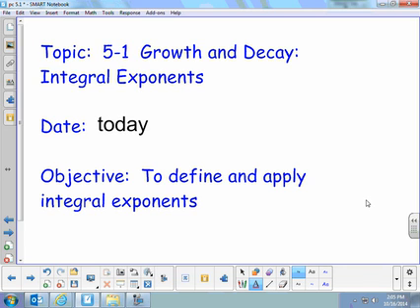Alright, today's topic is 5-1, growth and decay. Our objective today is going to be to define and apply integral exponents.